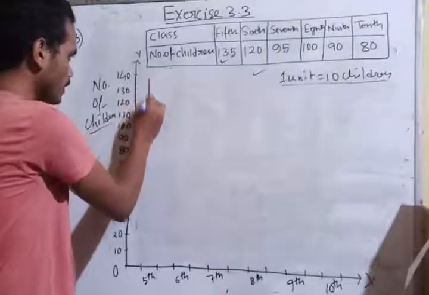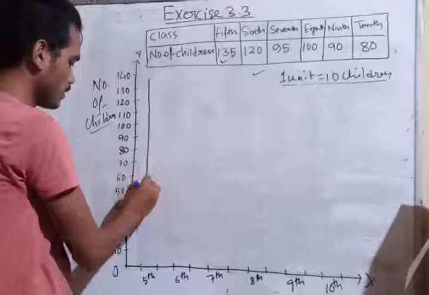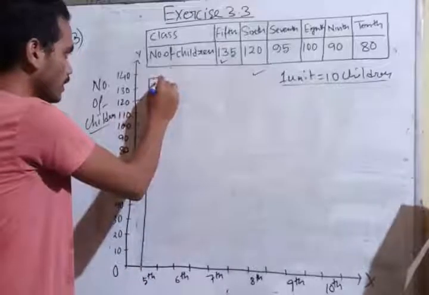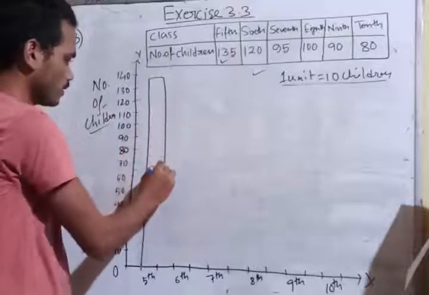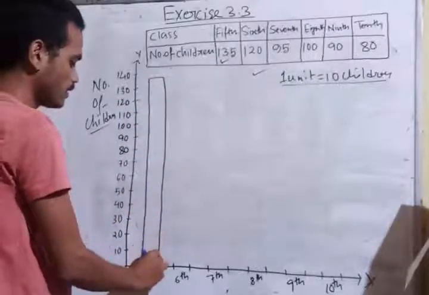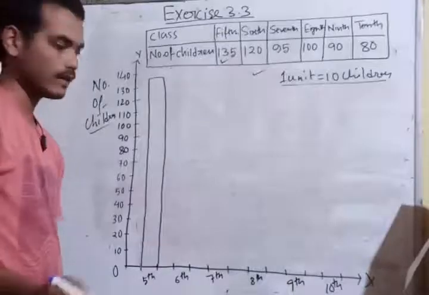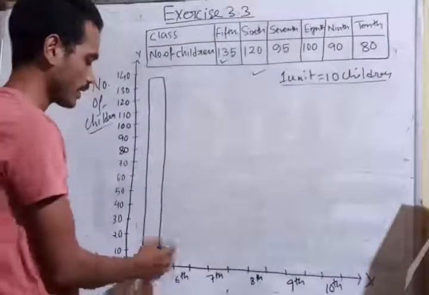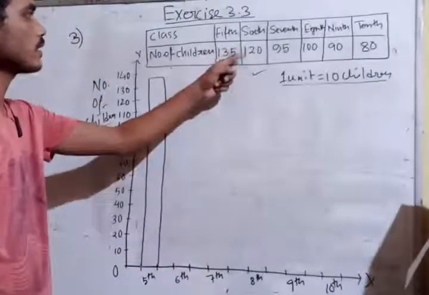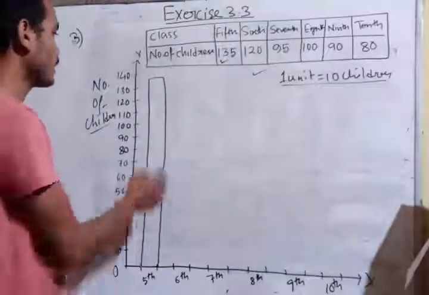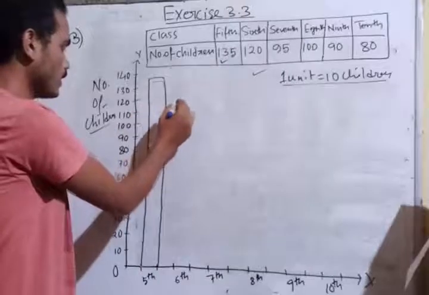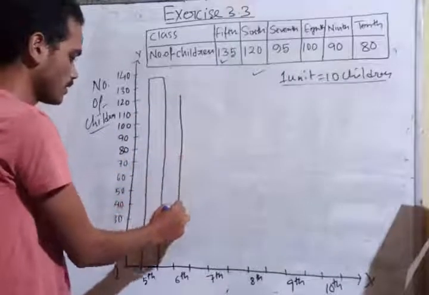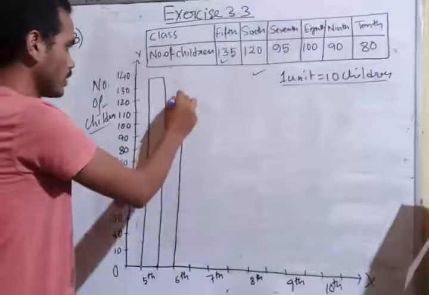Just by using your scale and pencil you join this, from here to the next one. So this is your 5th class. Now for the next one, you skip another unit and start from the next. For 6th class 120 students are there. So this is 120. Using your scale, you join this. This is your 120.